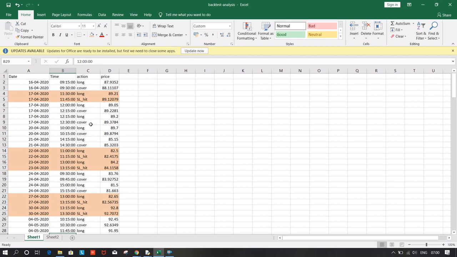Then the next thing you have to do is assess which time frame is better for you and which stock is better. Just analyze like this, then you will get to know which kind of stocks are better for you to trade and which kind of stocks are not.